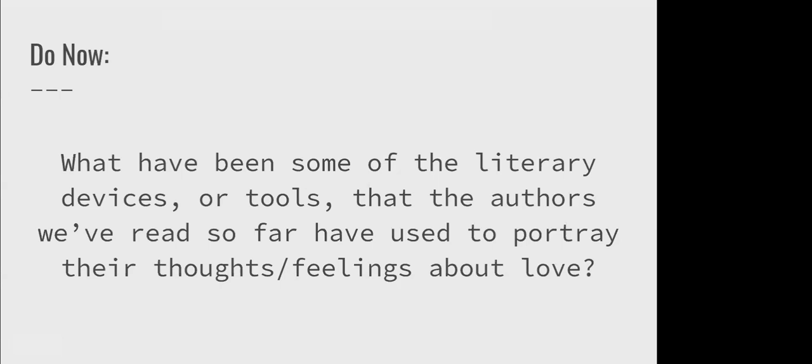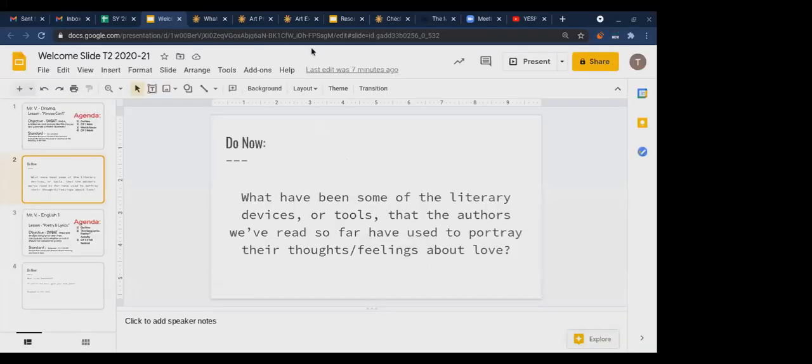And like I said, it could be they use flashbacks. It could be they use a lot of symbolism or metaphors. Maybe they use comparisons, and they compare love to another person or another thing, like a season or something like that. It could be a lot of descriptive imagery, all right? Anything that comes to mind. What else we got here?